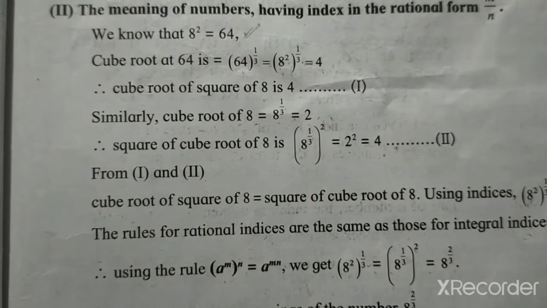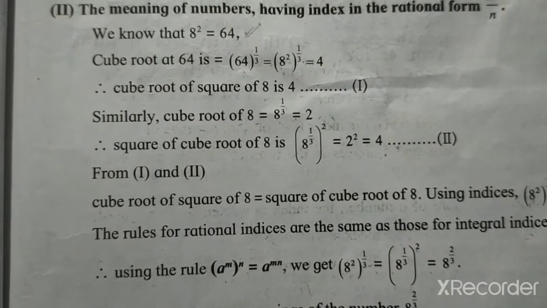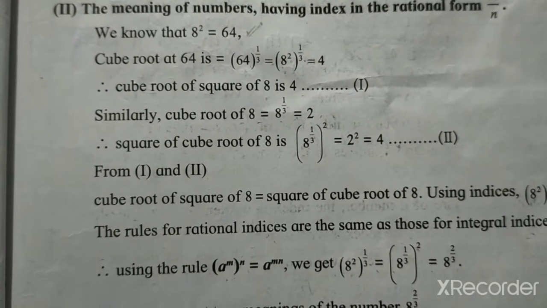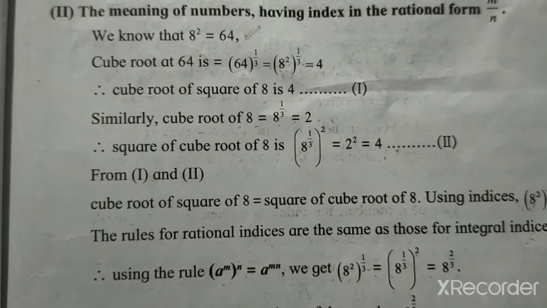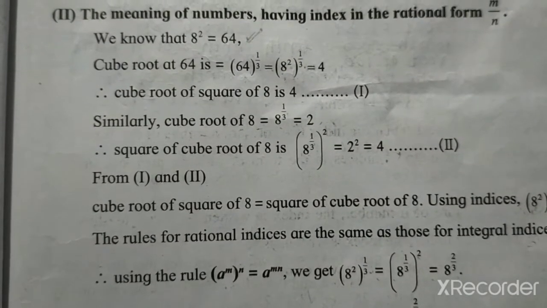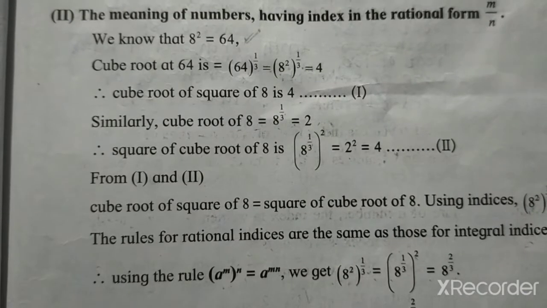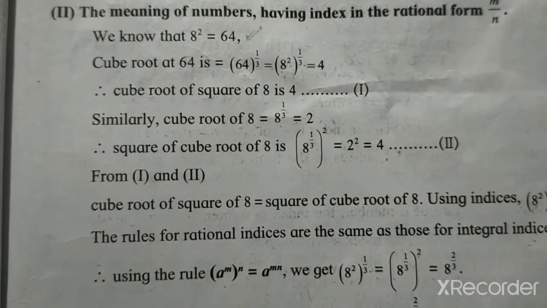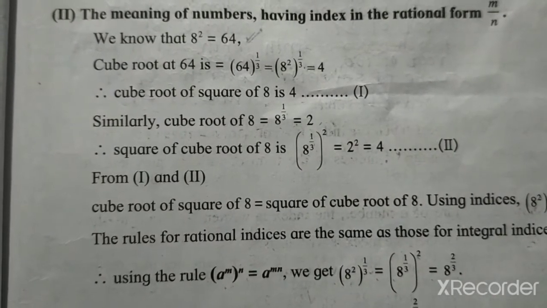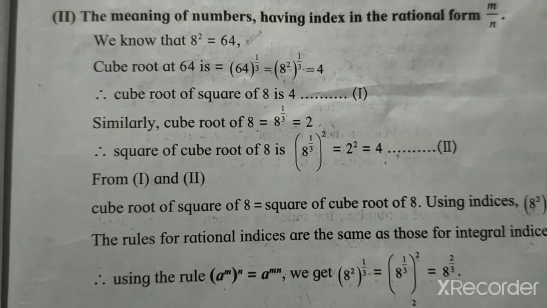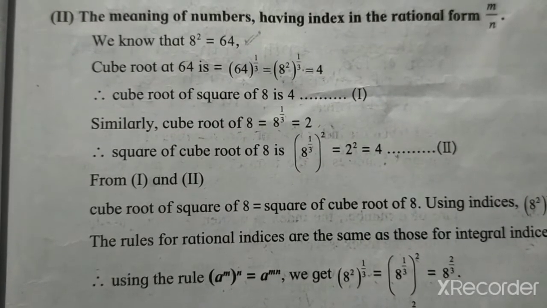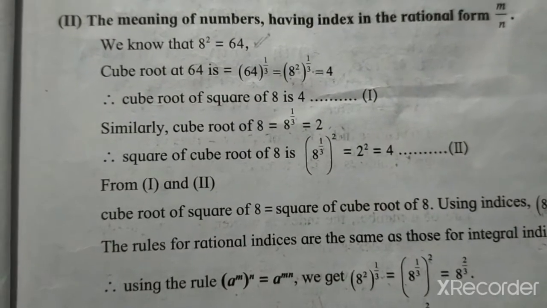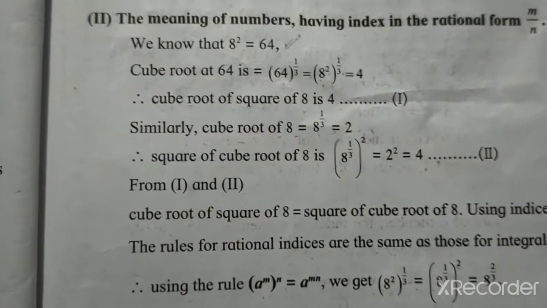Today, we are going to learn the meaning of numbers having the index in the rational form, that is m by n. In the last video we learned how to read a number when the index is in the form of 1 by n. Today we are going to learn how to read it when the index is in the form of m by n. Now let us see the example here.